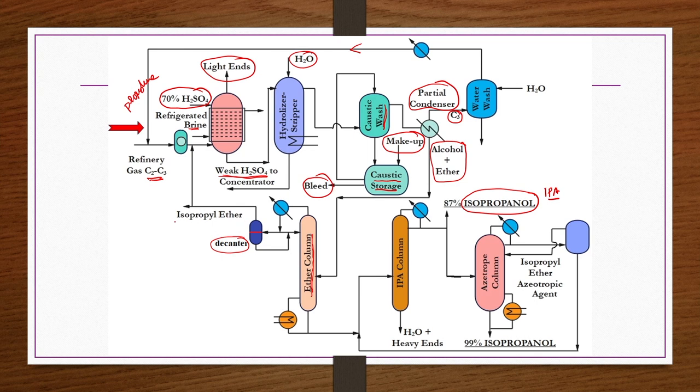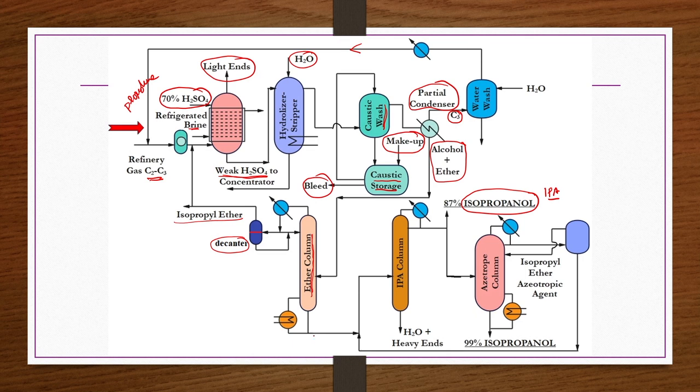The lighter isopropyl ether layer would form at the top. That would be taken as a product, or can be mixed with the refinery gases and propylene and sent back to the reactor if you do not want it as a product, okay. Whereas the lower portion of the decanter is primarily alcohols and water, etc. So, that would be sent back to the ether column, right.